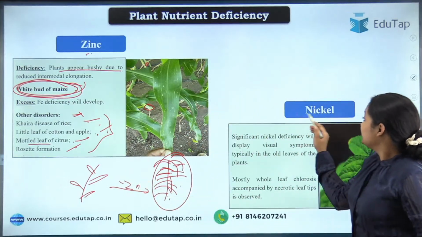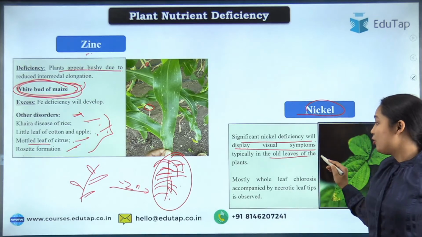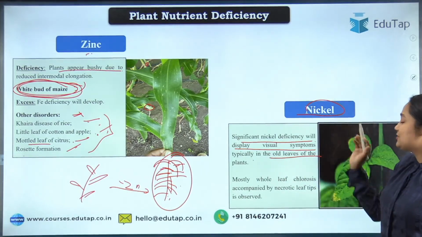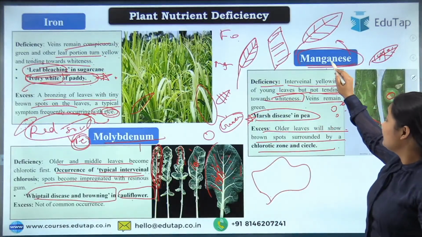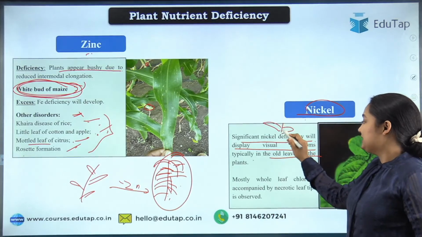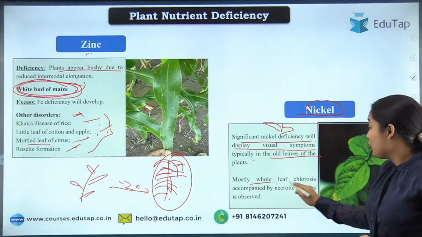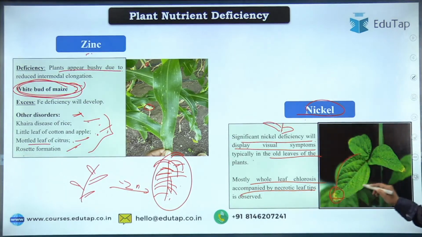Okay, now moving to nickel. Significant nickel deficiency will display symptoms in the old leaf. So nickel's symptoms will not appear on your young leaf, as we saw in the case of manganese, but will appear in the older leaves, the leaves that are about to die. Mostly the whole leaf becomes chlorotic with a necrotic tip. You can see the whole leaf becomes chlorotic, but the tip will die off.